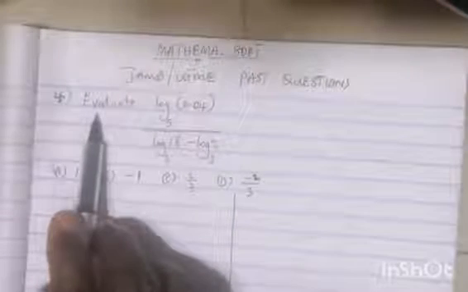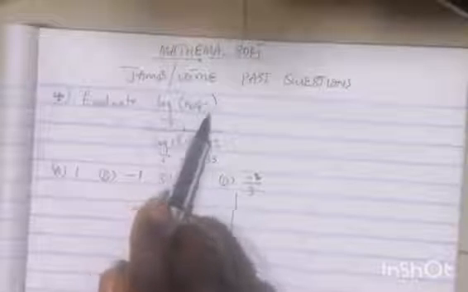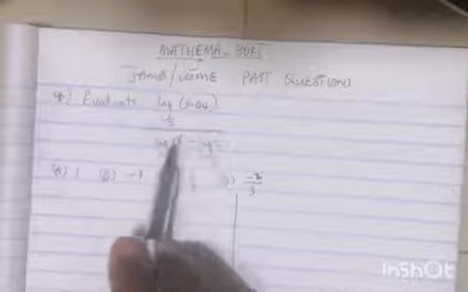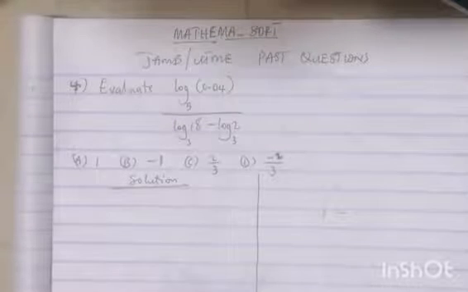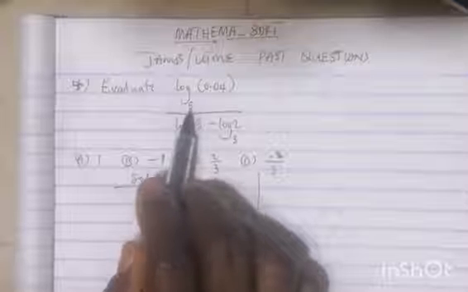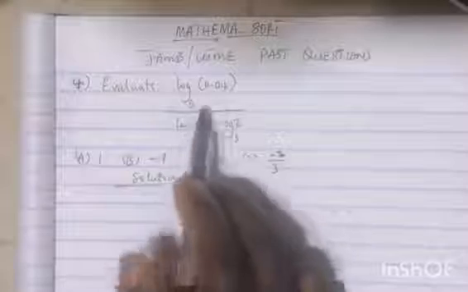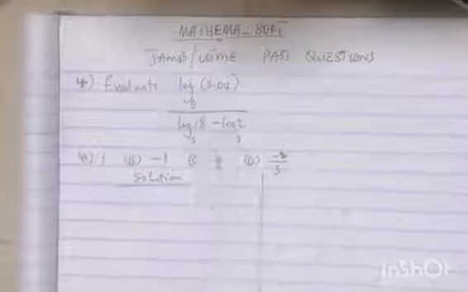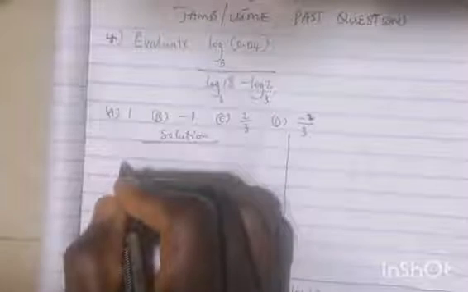So let's get started. The first question here, number 4, we have: evaluate log 0.04 base 5 all over log 18 base 3 minus log 2 base 3. So we can give this a very simple approach. Don't forget that the base here is different from the base here, so we are going to sort this out differently. We'll try to avoid combining them so that it will not become complex.